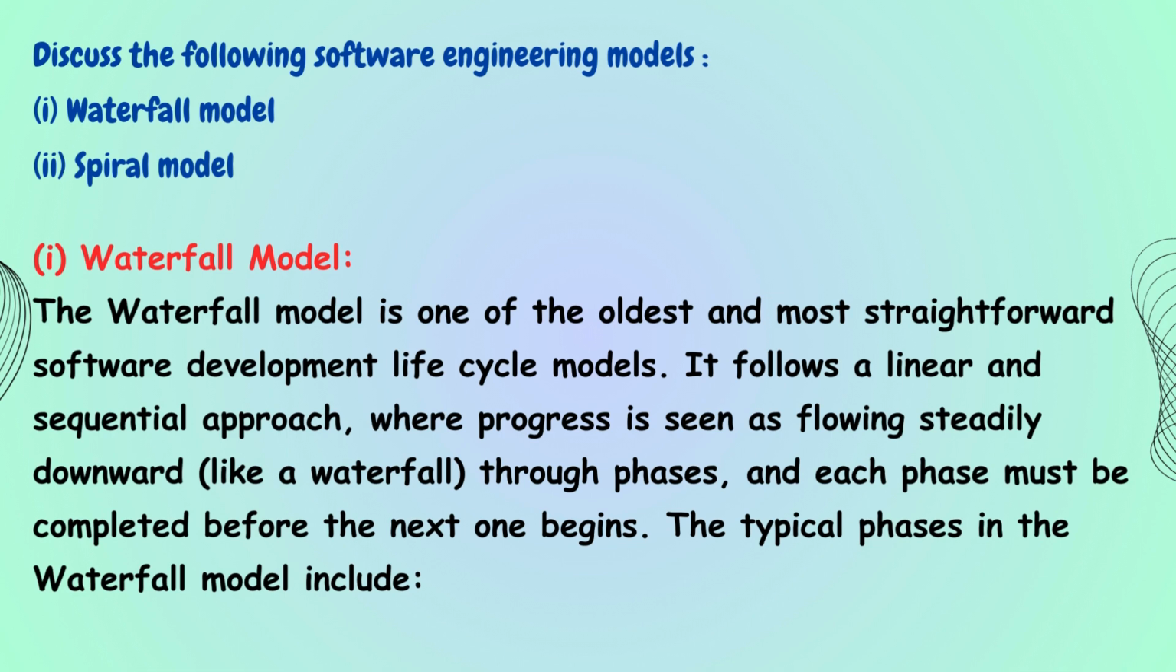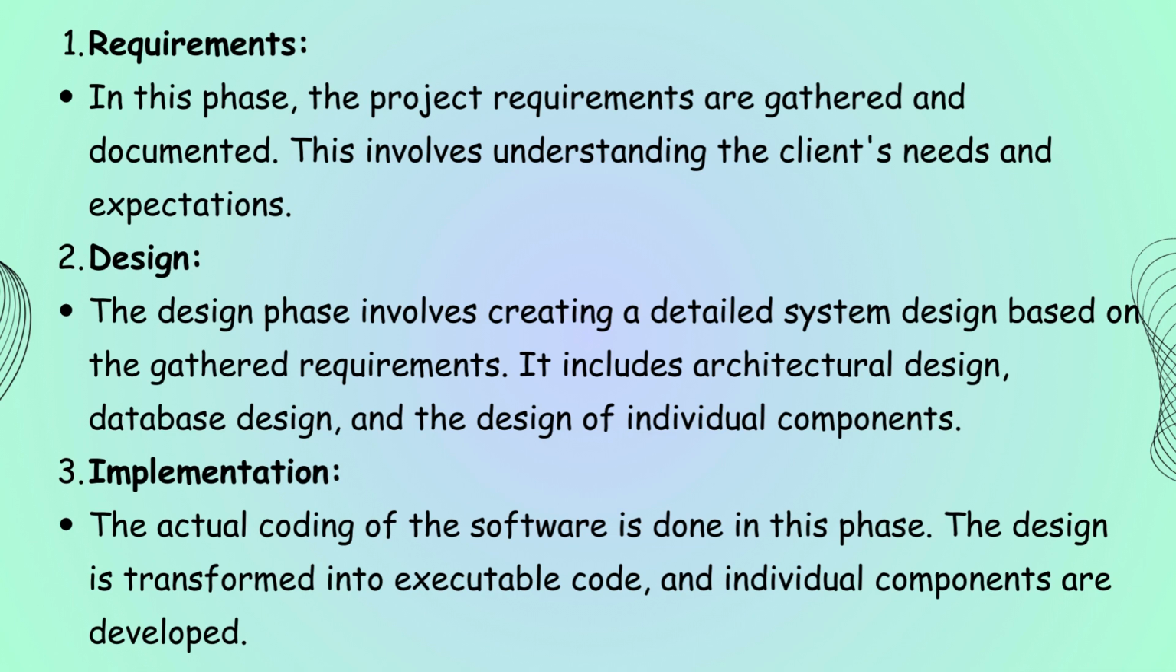The typical phases in the waterfall model include: 1. Requirements. In this phase, the project requirements are gathered and documented. This involves understanding the client's needs and expectations. 2. Design. The design phase involves creating a detailed system design based on the gathered requirements. It includes architectural design, database design, and the design of individual components.